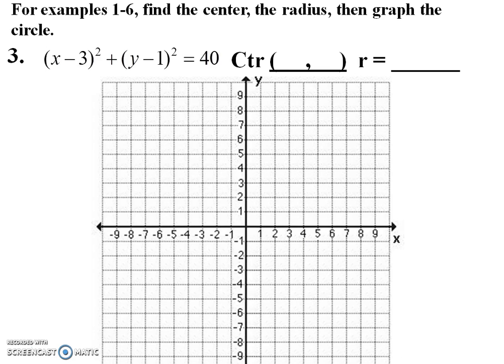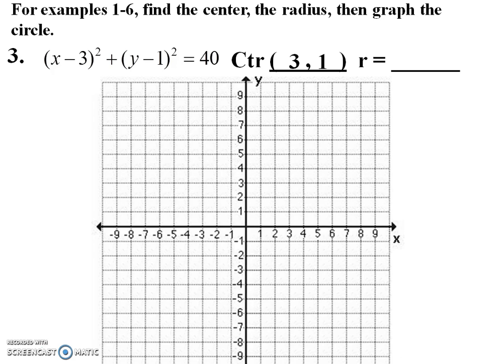Okay, example 3, now we've got something in parentheses with the x and with the y. So again, what would make this 0? Positive 3, so positive 3 is the x coordinate of the center. What would make this 0? Positive 1, so positive 1 is the y coordinate of the center. Now here's something over here. To figure out this radius, we need to take the square root of 40, correct?